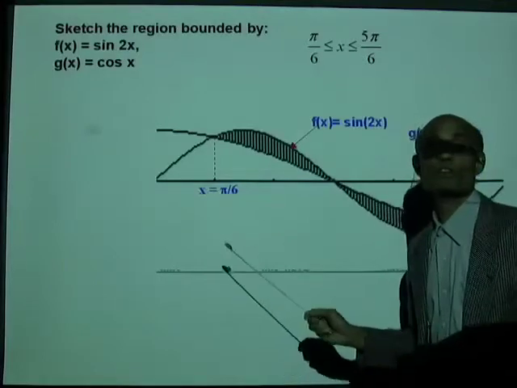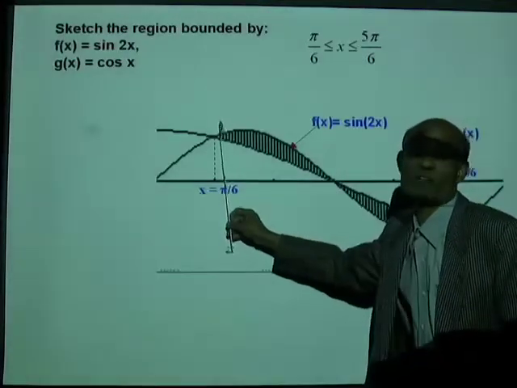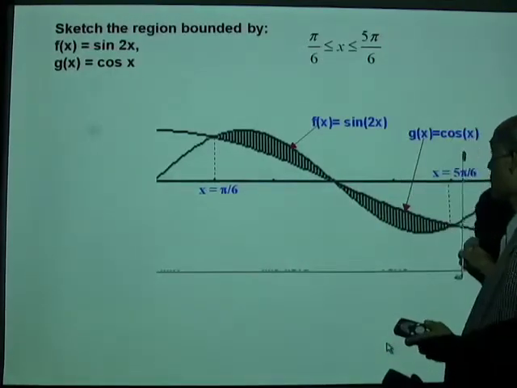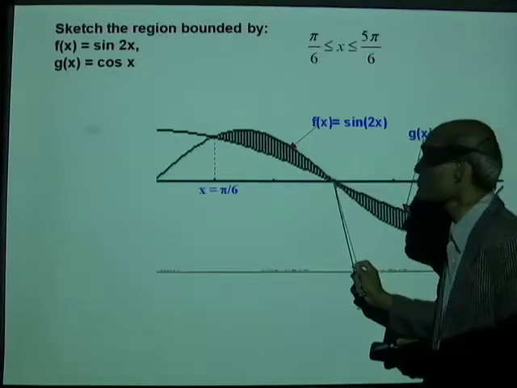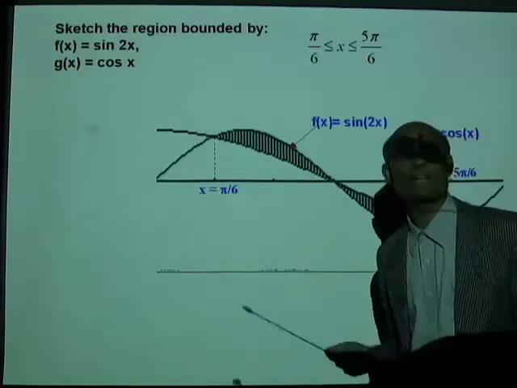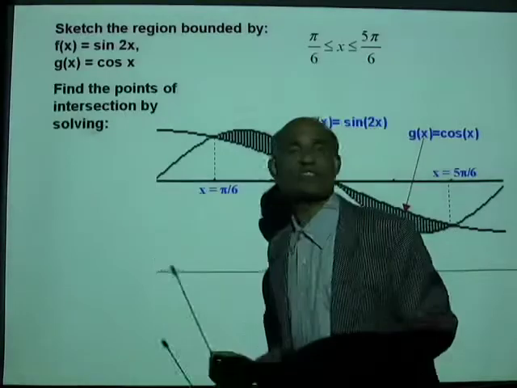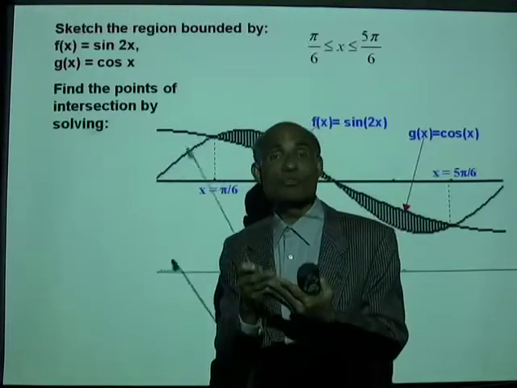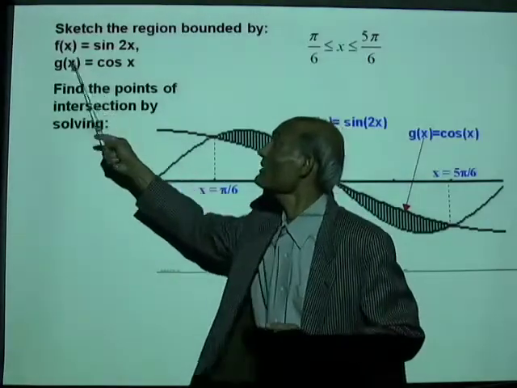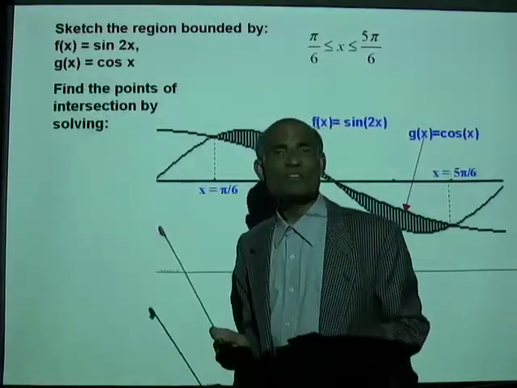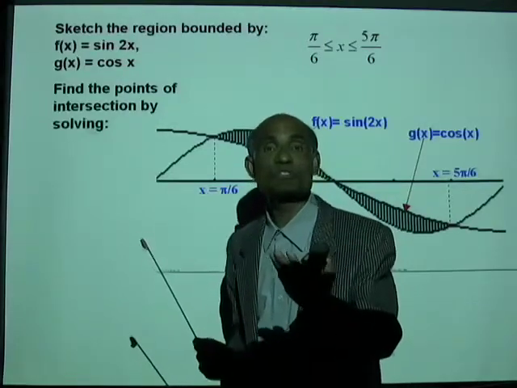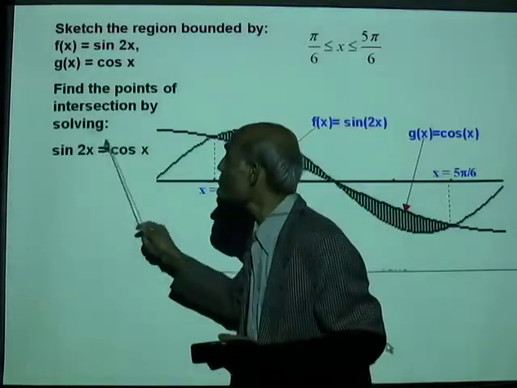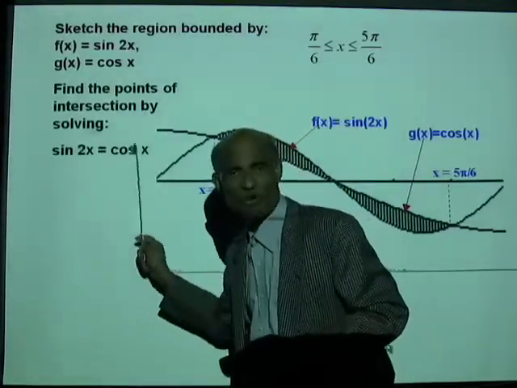Now, first of all, we need to find the boundaries. Well, we are given x equal to pi by 6 and x equal to 5 pi by 6. But there is actually a point of intersection in between, so we need to find that. To find the point of intersection, what do we do? The point of intersection occurs where the two functions are equal. So set f of x equal to g of x. And that is going to test your ability to solve trigonometric equations. Sine of 2x equal to cos x. Can you solve this?